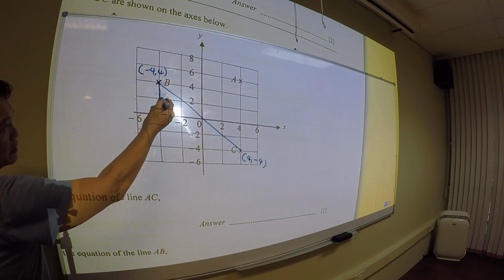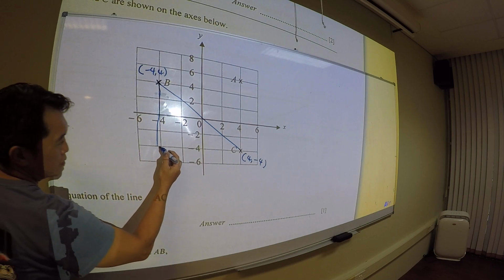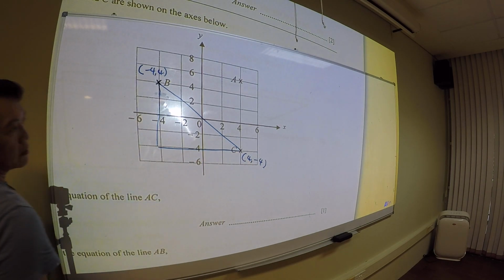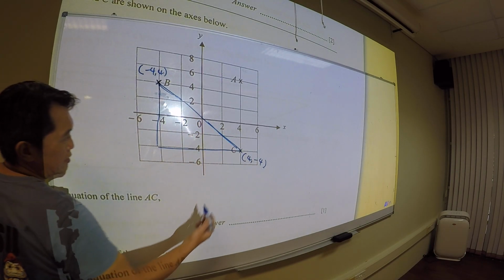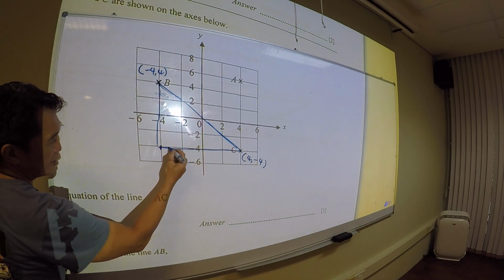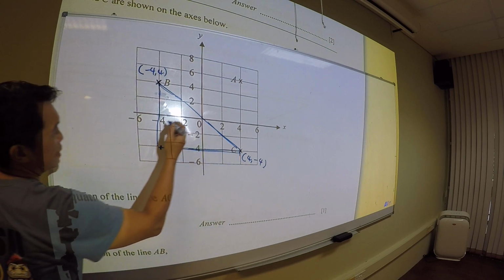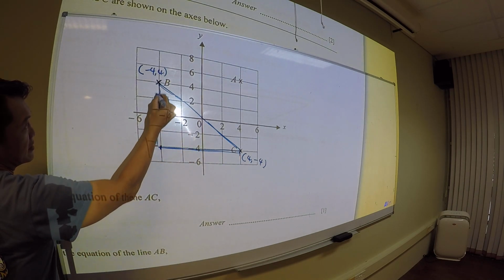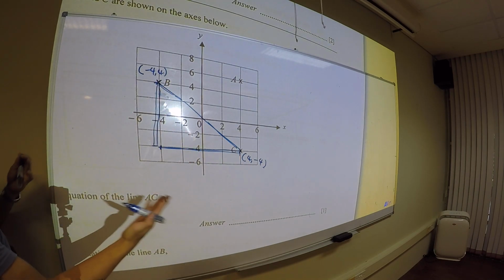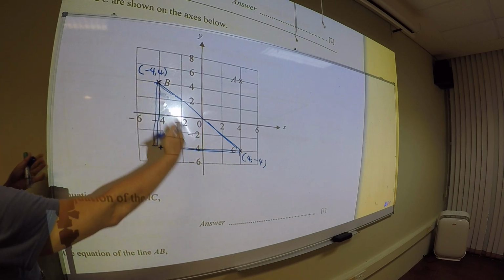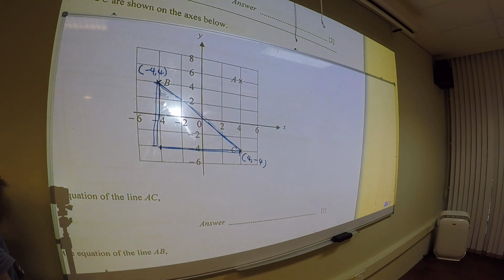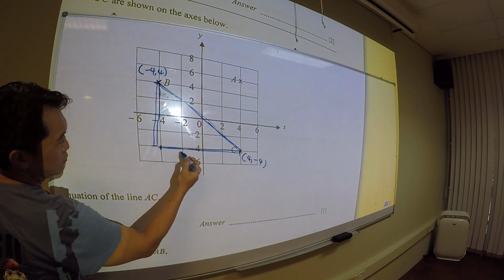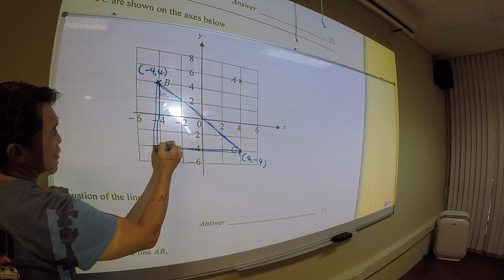So let me add these two lines here. If I want to find the distance here, I can use this distance and this distance. Then it is actually a right angle triangle. So if I want to find this distance, I can use Pythagoras theorem, as long as I know this side and this side.